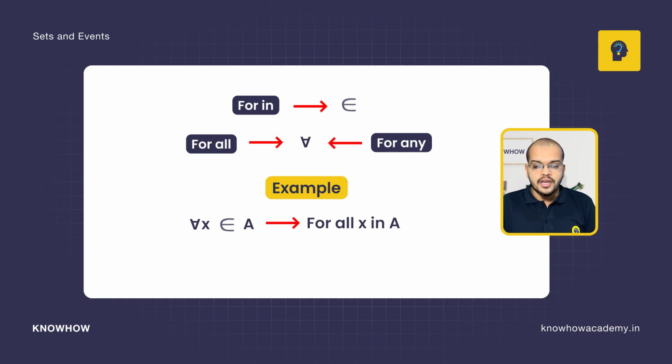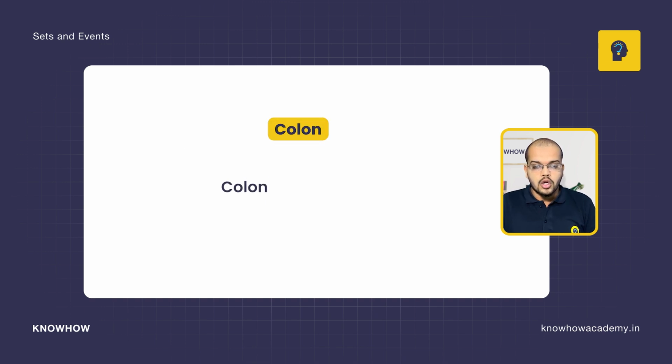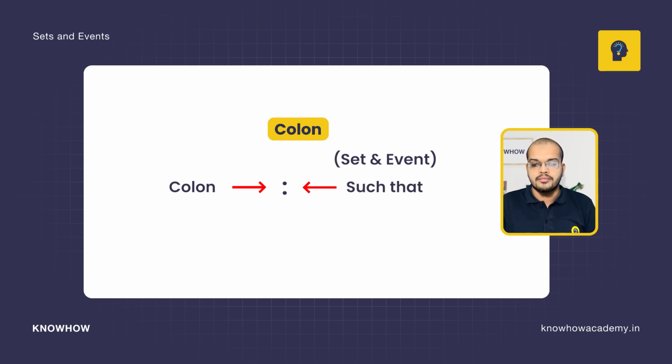Now we have another symbol as well. We call it a colon. We all know what a colon is, right? Colon symbol, two dots. This is colon. When we are talking in a mathematical way about sets and events, we call it "such that". Colon is nothing but such that.